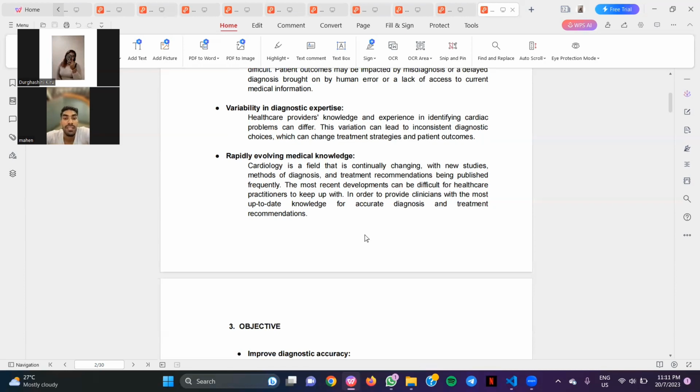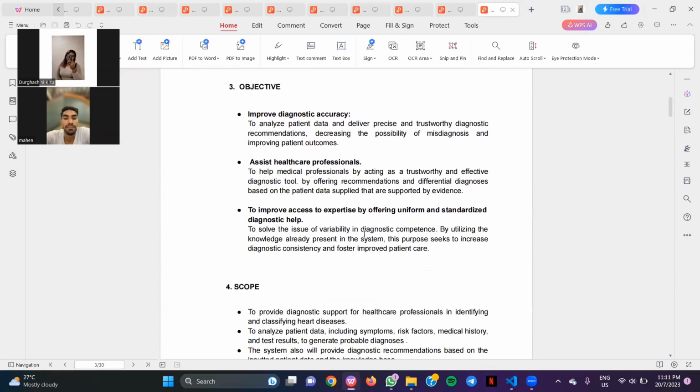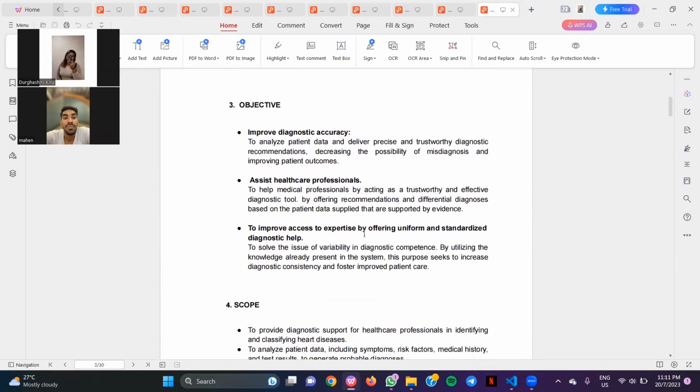Okay, the next is objective. There are three objectives in our project. First is to improve diagnostic accuracy, to analyze patient data and deliver precise and trustworthy diagnostic recommendations, decreasing the possibility of misdiagnosis and improving patient outcomes.